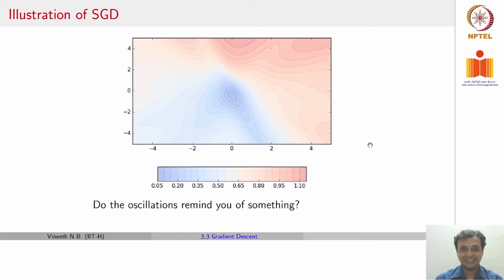Let's try to see an illustration of stochastic gradient descent. This is once again a contour plot of an error surface. Let's try to see how stochastic gradient does. You can see it progressing towards the minimum. Remember, the minimum is the blue surface. As it goes closer to the minimum, it seems to oscillate. Do the oscillations remind you of something?